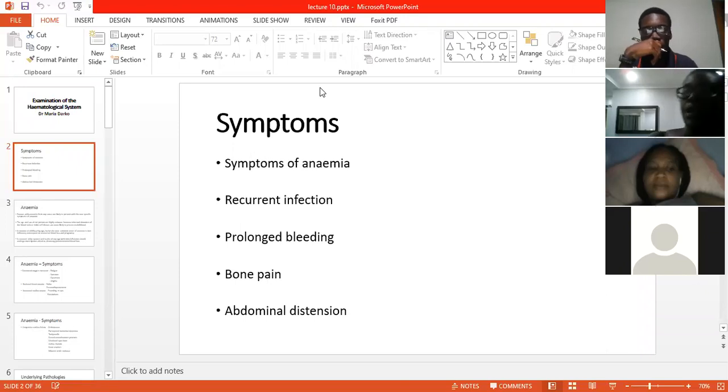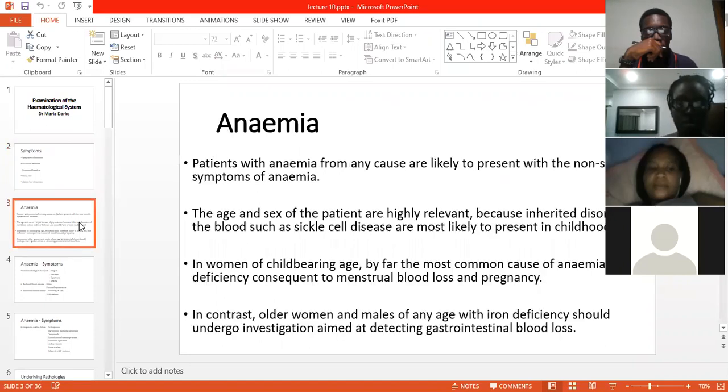prolonged bleeding. Then because the cells are produced in the bone marrow, if you have hematological problems, it can present as bone pain. And then looking at the liver and the spleen involvement, it can present as abdominal distension. So in order for you to remember what these symptoms are, just remember the organs and the cells which are involved in the hematological system, and then you'll be able to remember what a deficiency or problem would lead to. Okay, so let's look at anemia.